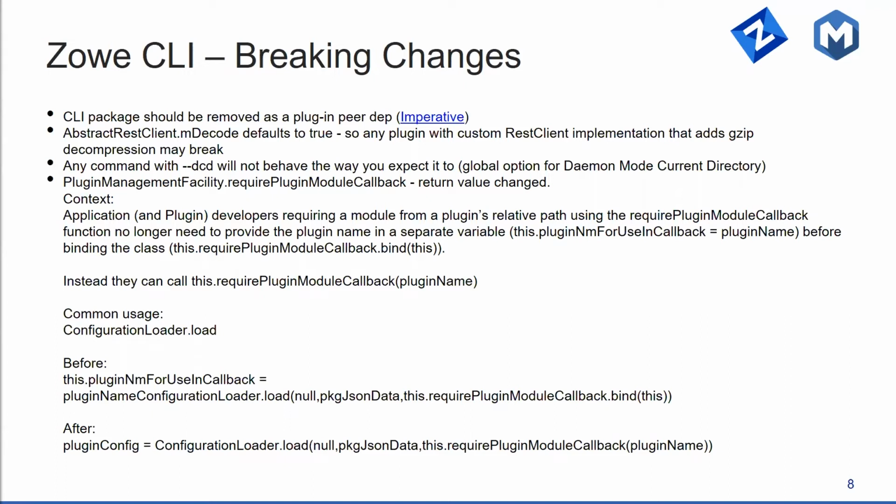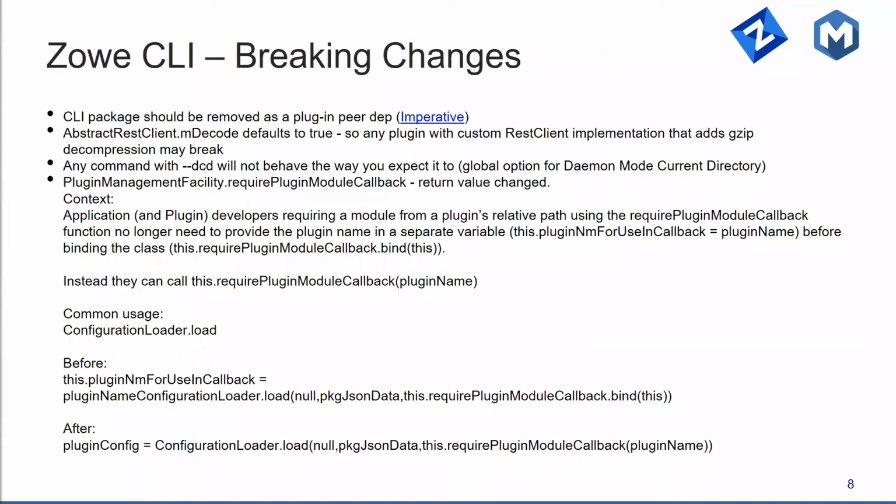Next is any command with --DCD. We looked through a lot of the conformant plugins that we were able to have access to, and I haven't seen this as a flag that anybody was using. If it is, please bring that to my attention. It was needed to have a hidden flag for daemon mode current directory for daemon mode to function. So if you are using that flag, reach out to us with that concern. We can have a discussion on it. But if you do that, that's not going to behave the way you may expect it to. It's going to be the global option for daemon mode current directory.